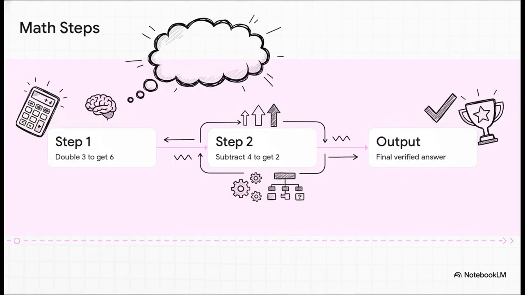For example, if you give a multi-step math or coding problem to newer reasoning models, like DeepSeek or OpenAI's latest versions, they will literally output their thought process. It breaks it down. Okay, first I need to double the number 3, which is 6. Next, I need to subtract 4, which leaves 2. By generating the text of those steps, the model gives itself the context it needs to arrive at the correct final output. It turns a complex word problem into a sequence of verifiable, highly accurate steps.